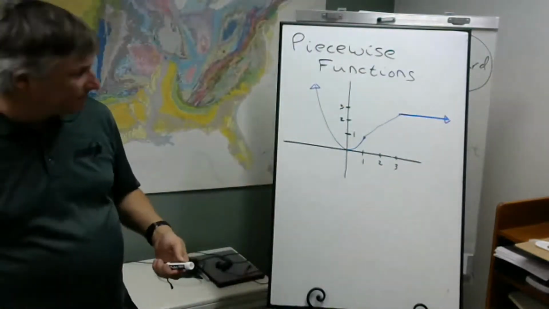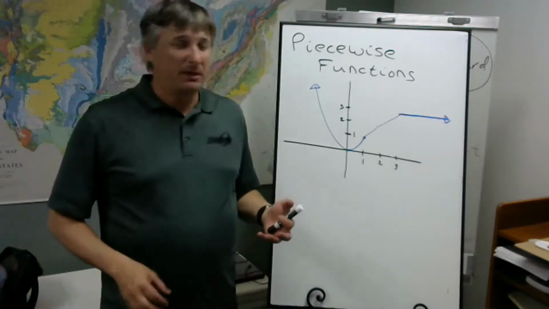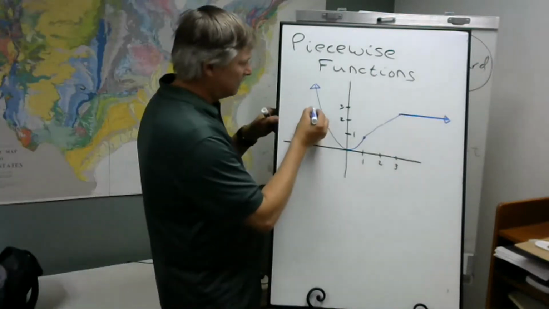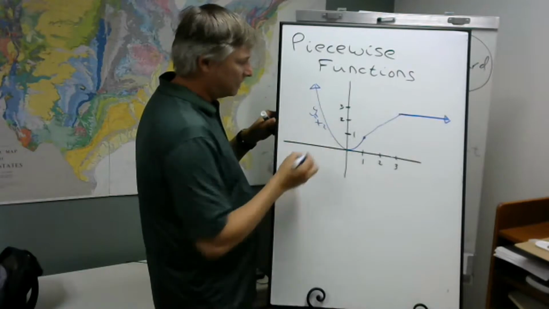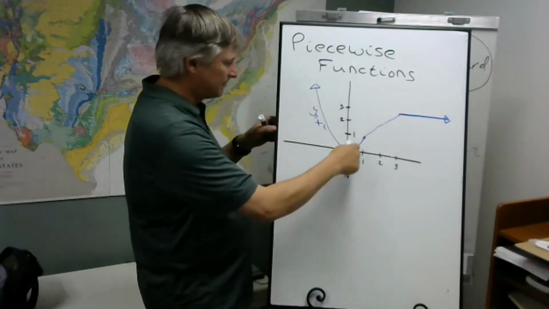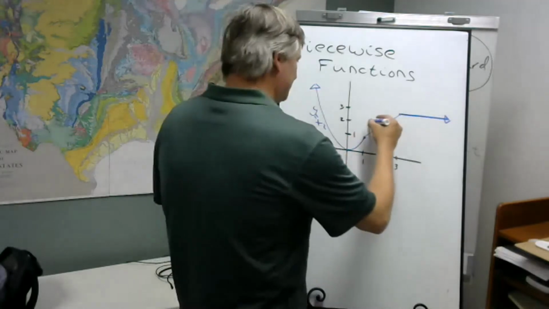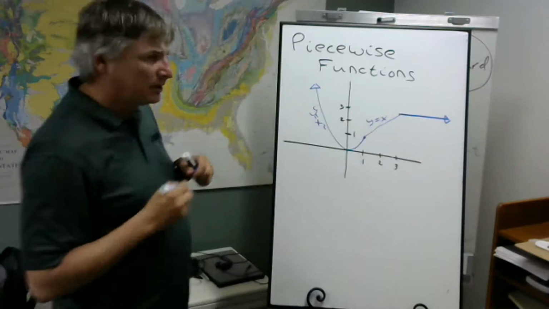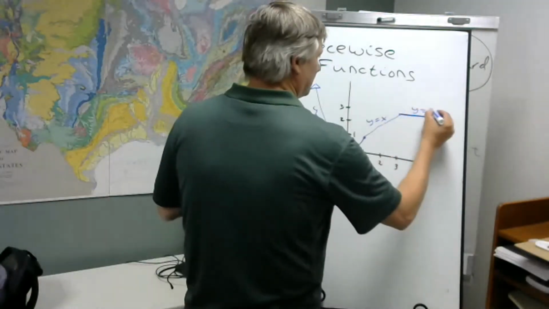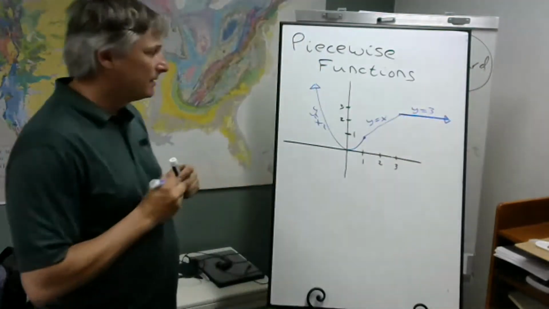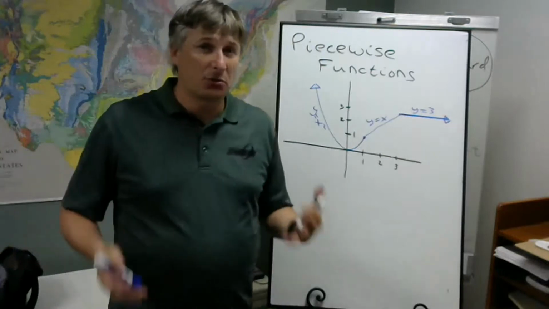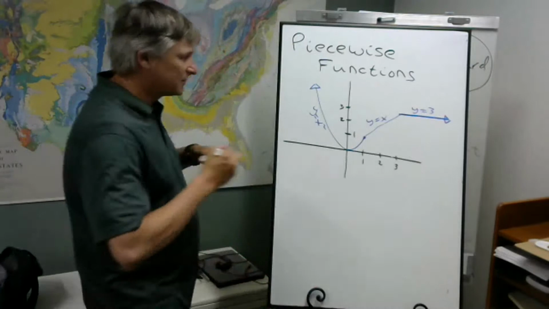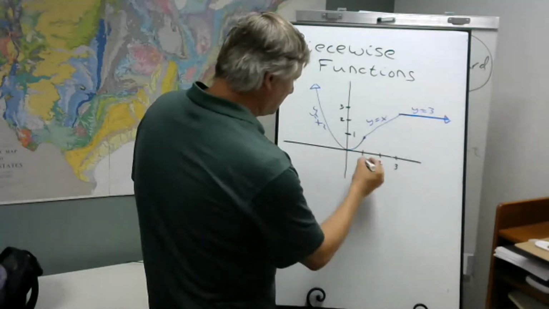What's going on here? Let's look at this in terms of pieces. Our first piece is x squared. And then this piece here is, say, y equals x. And then this piece here is y equals 3. So this piecewise function has 3 pieces. That means we've got to deal with 3 intervals. First interval, we see a change at 1.